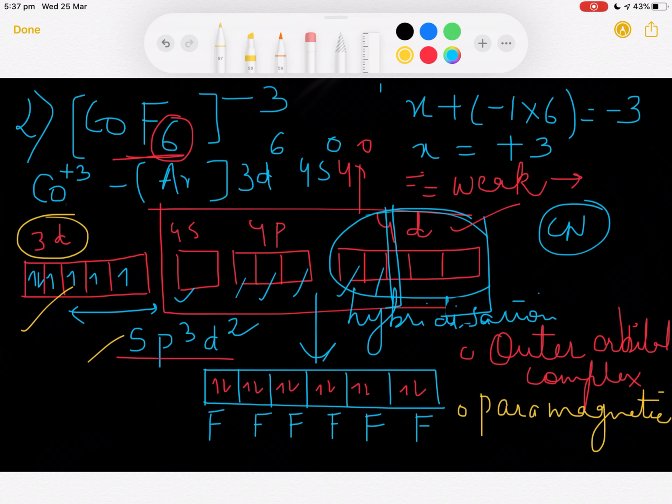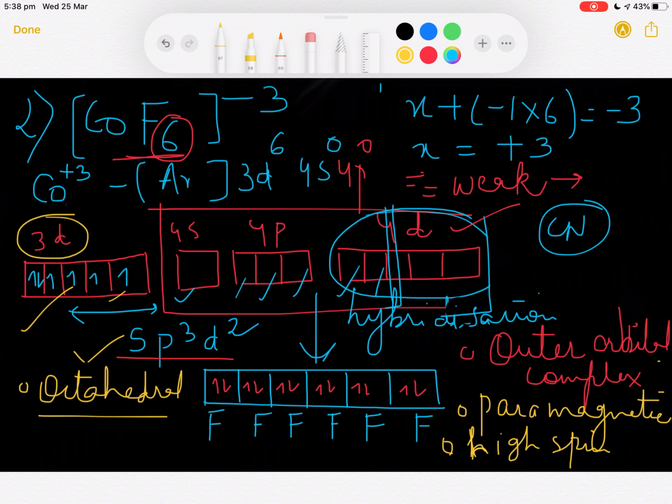Hybridization we already found, that's sp3d2. And what else can we figure out? Yes, since it's an outer orbital complex, what about its spin? Its spin is considered as high spin, okay? Why do we call it high spin? Because here pairing did not happen. So since pairing did not happen, the spin is said to be high spin. And of course, the shape is octahedral. That is the table which I have already discussed with you in the previous video.